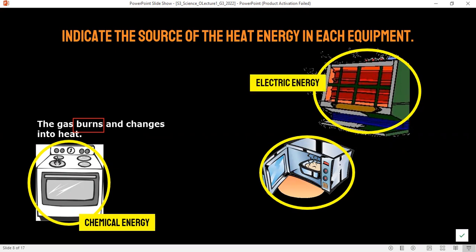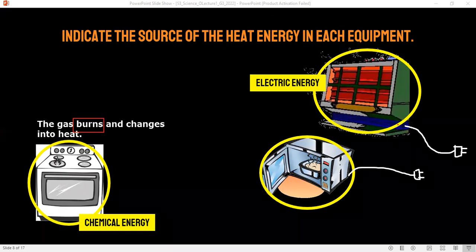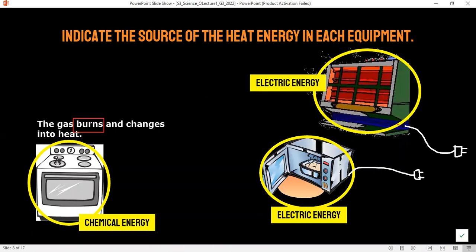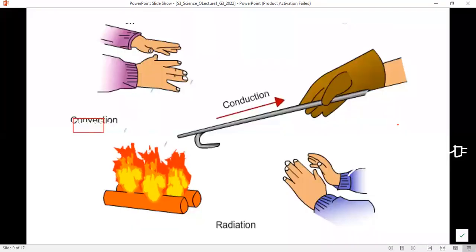The electric heater, you need electricity. You will need to put it in the electricity to light it up. Without electricity, the electric heater will not give you heat energy. This is the same for the microwave. You need electricity to turn it on. Without electricity, the microwave will not work and will not heat your food. The stove uses the chemical energy and converts it into heat energy. The electric heater and the microwave convert electric energy into heat energy.